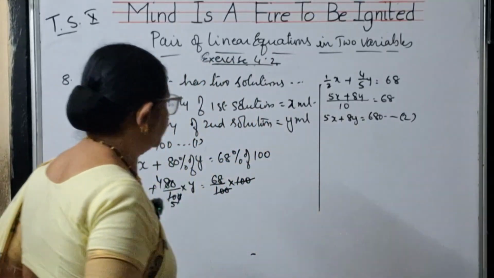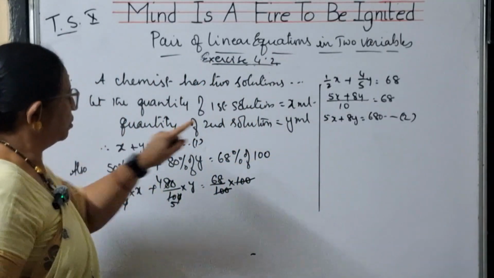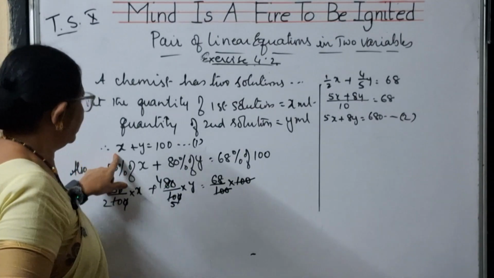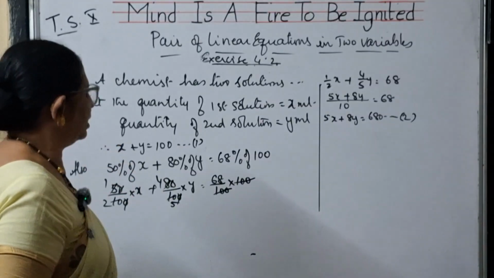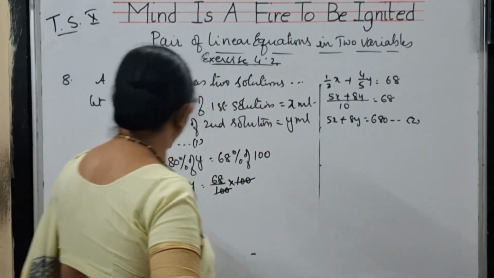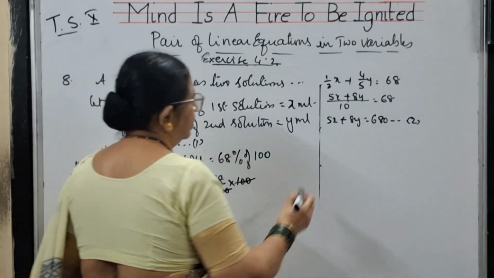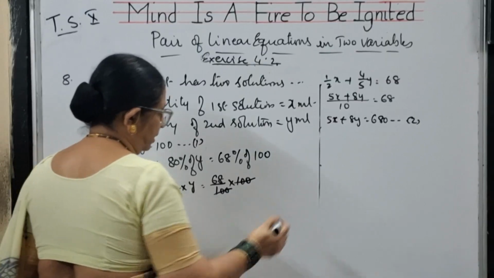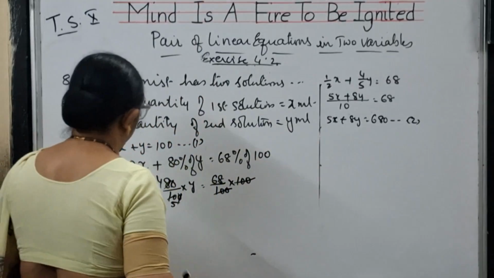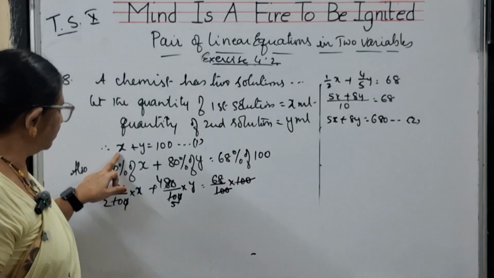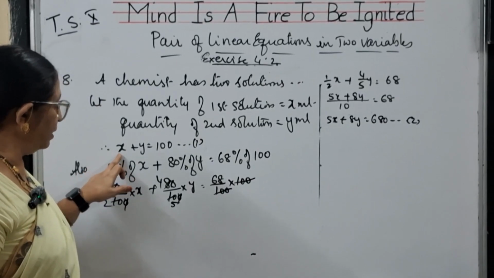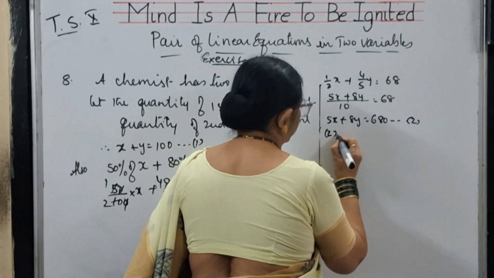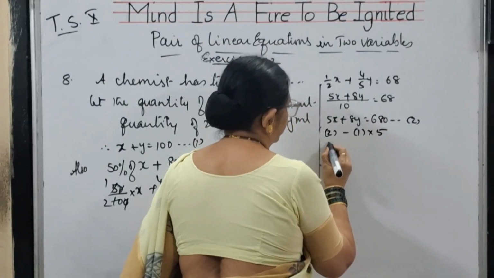This is the second equation. Now, these two I should solve. In order to solve this, either I should equalize x or y. So let me equalize x. First equation: x plus y is equal to 100. Second equation: 5x plus 8y is equal to 680. I'll equalize x by multiplying the first equation by 5, and then subtract one from the other. So I'll take the second equation minus the first equation into 5.